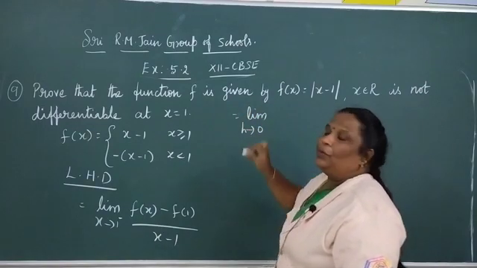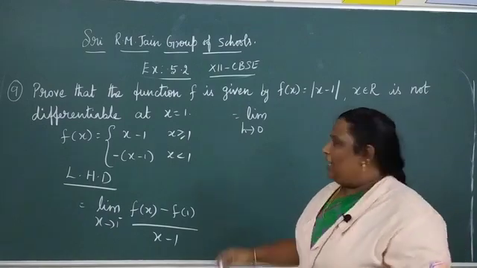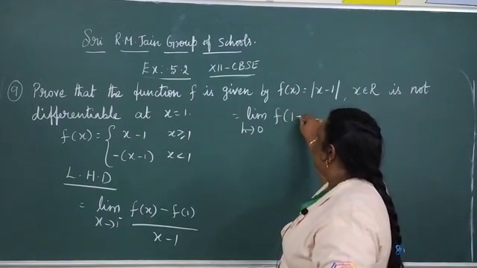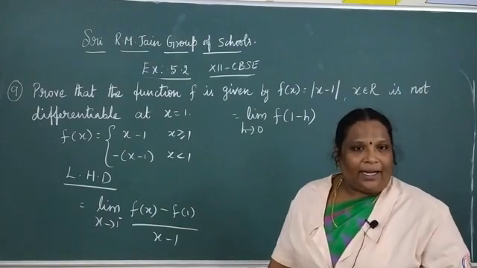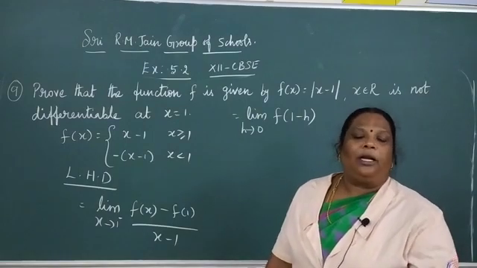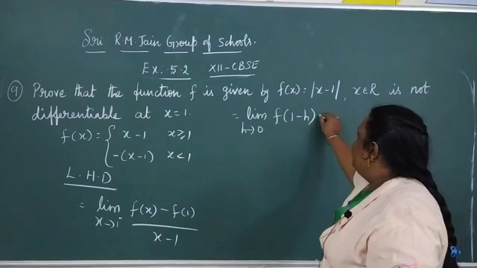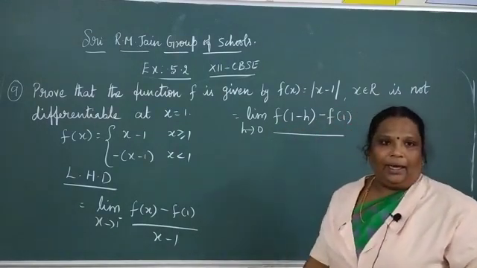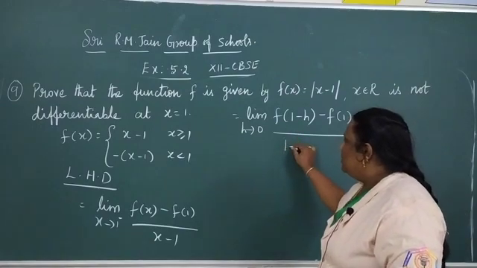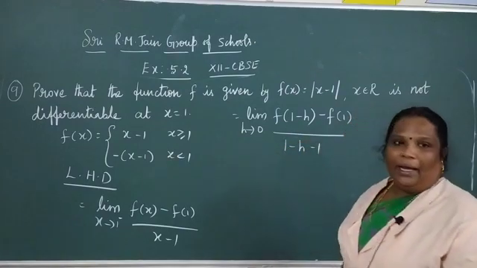If it is left hand, what is the value we are going to write here? f of 1 minus h. If it is right hand, we have to write f of 1 plus h minus f of 1 by x minus a. The denominator value is 1 minus h minus 1.